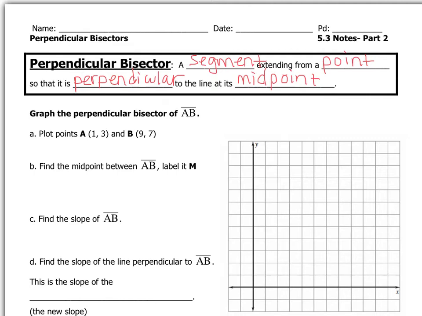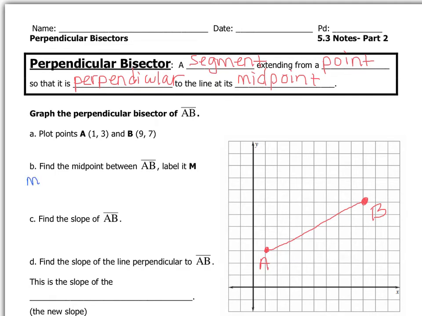So we're going to first graph the perpendicular bisector of AB. So let's plot the points. A is at 1, 3. That's A. B is at 9, 7. And that is B. Here is our segment, AB. Now it wants us to find the midpoint between A and B and label it M.